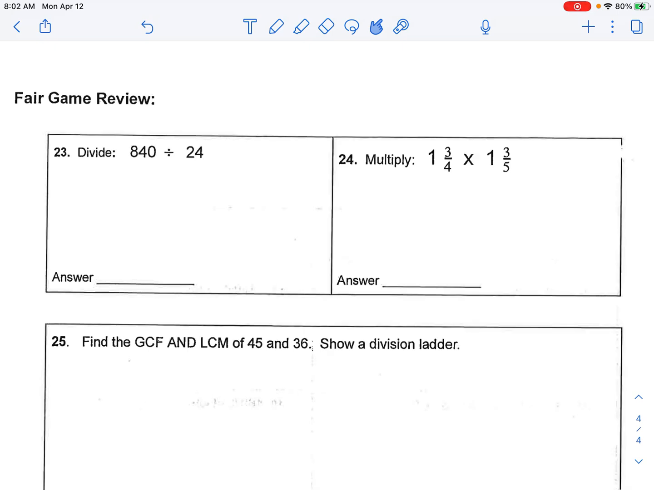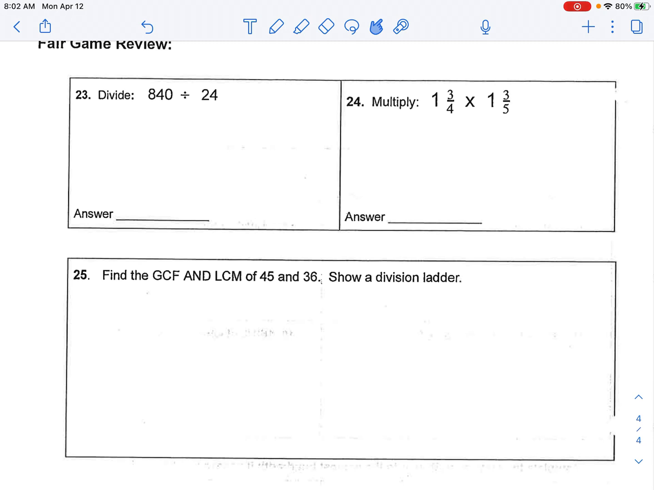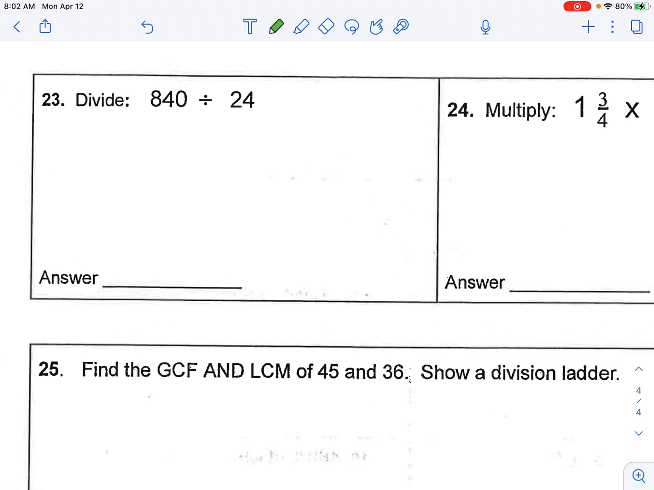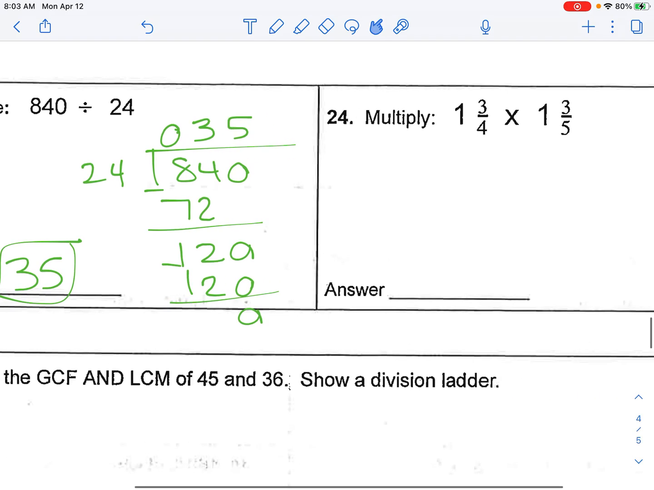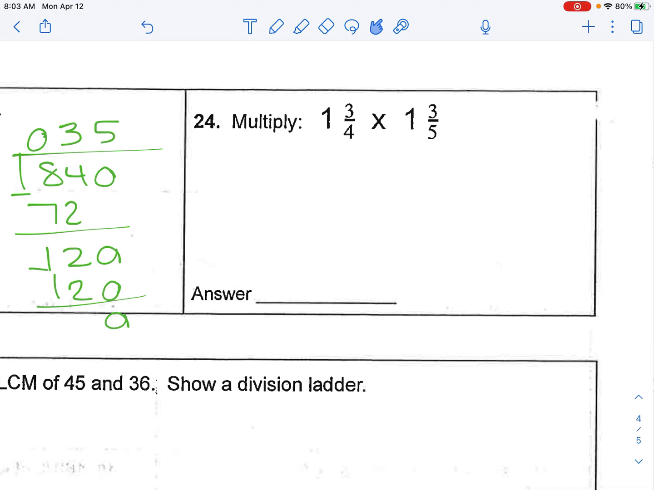Okay, we are down to fair game review. You've got 3 problems that you should know how to solve because we've been doing these all year long. Good old-fashioned division. First number goes on the inside, second number goes on the outside. 24 cannot go into 8. 24 times 3 is 72. And 24 times 5 is 120. Now, for these on the study guide and your test, you do have to show your work, but you can check yourself with your calculator. So answer is 35, but you still have to show me the process of your division.